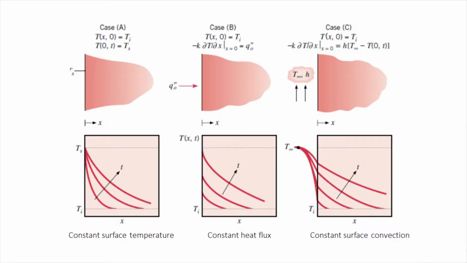Here is a fun graphic of semi-infinite heat conduction temperature profiles at different boundary conditions. The left image shows a constant surface temp, the middle image shows a constant heat flux, and the right image shows a constant surface convection.